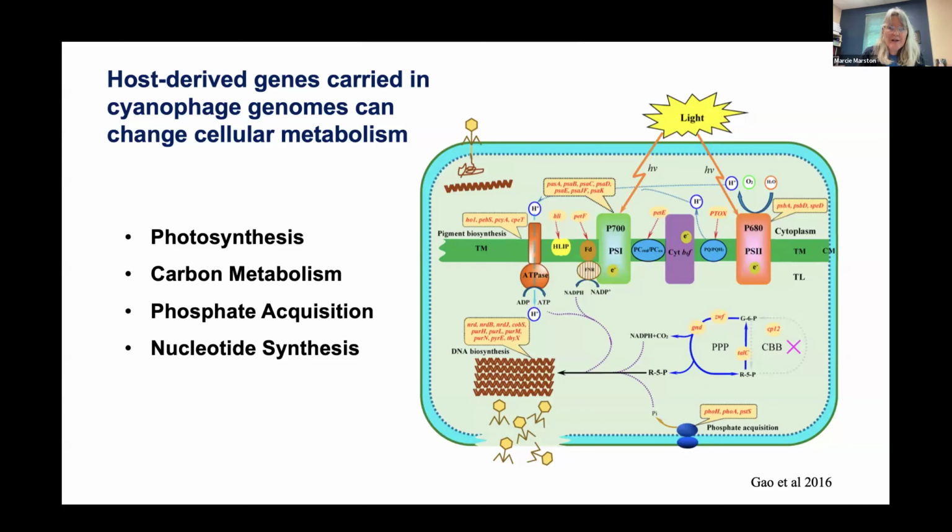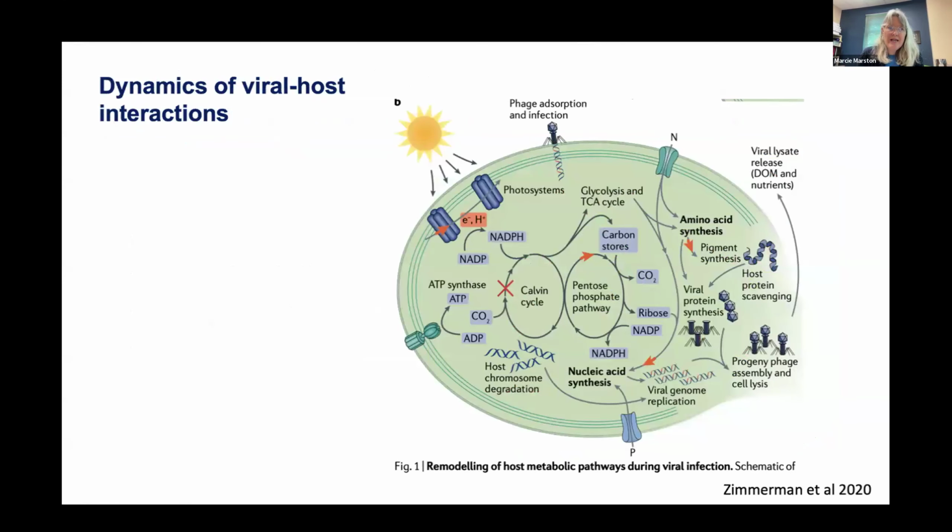And so in this diagram on the top here, it shows the thylakoid membrane with all of the different proteins that are in the electron transport chain and the photosystems. All of the genes here that are in red have been found in cyanophage, picked up from their host, and then can be expressed during infection. And so these host-derived genes can influence photosynthesis, carbon metabolism, phosphate acquisition, and also nucleotide synthesis.